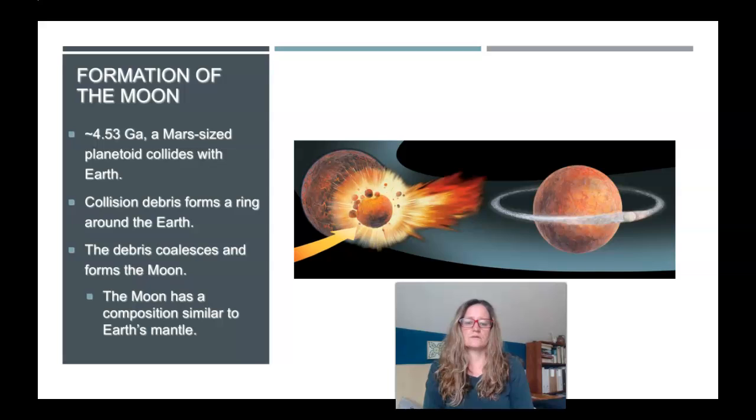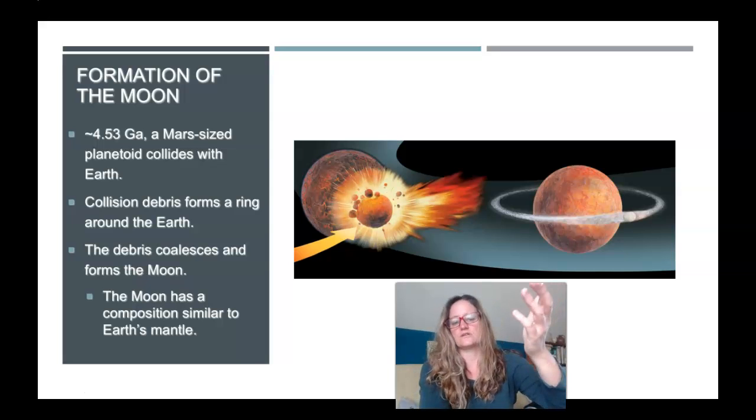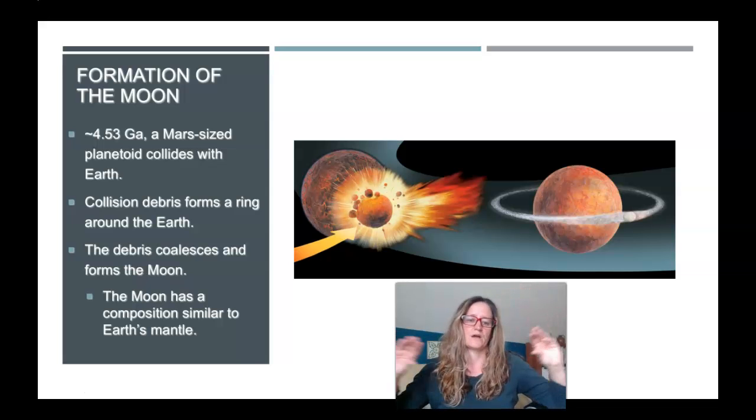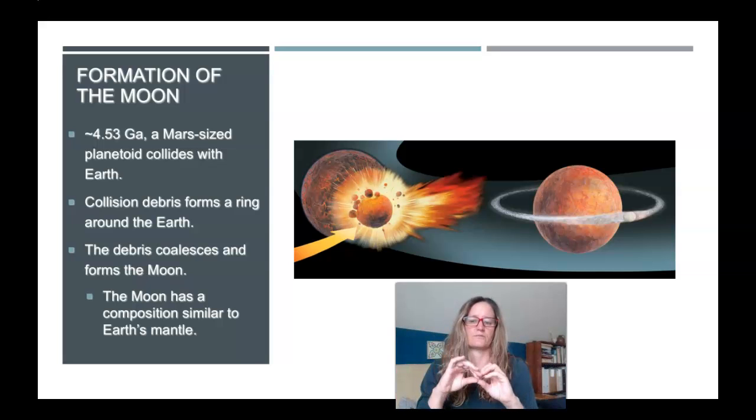The moon, lots of hypotheses about how the moon formed, but what we've kind of settled on is about 4.5 billion years ago, one of these planetesimals or planetoids about the size of Mars smashed into the Earth. And when it did, it caused this ring of debris around the Earth. And that ring of debris eventually coalesces to form our moon.